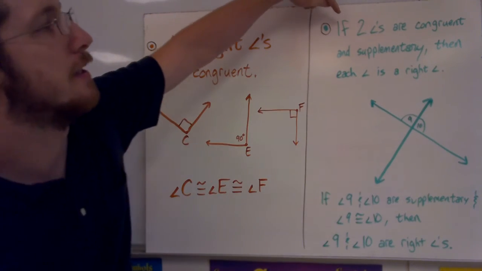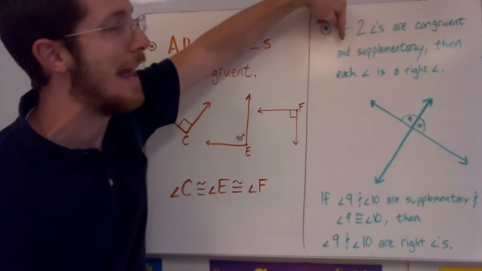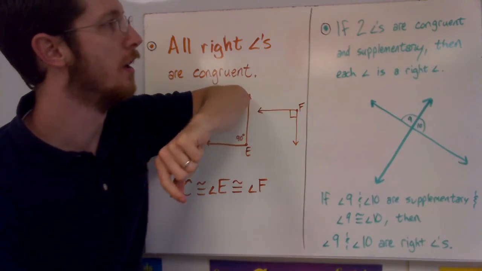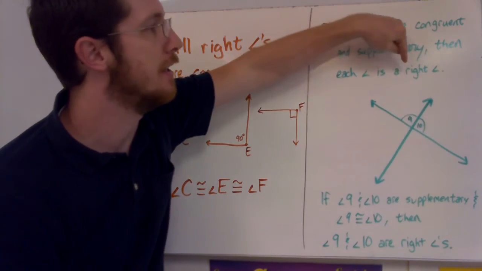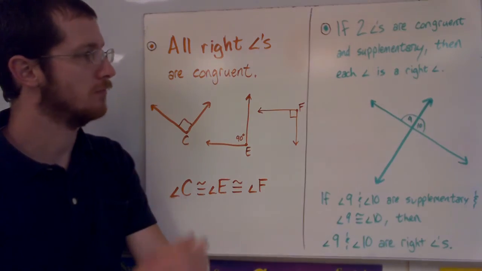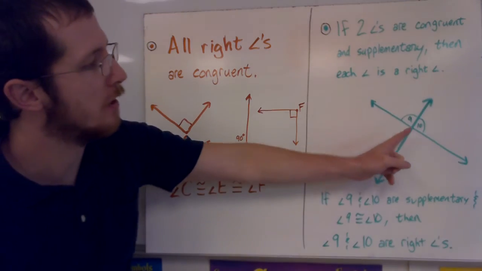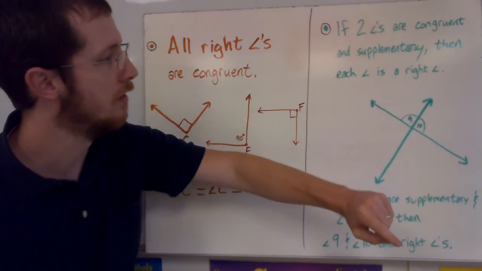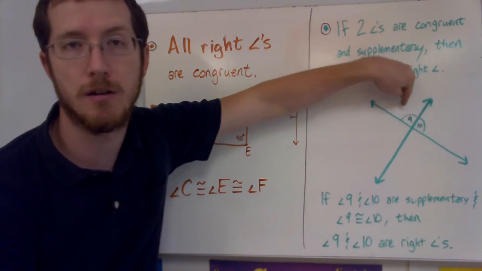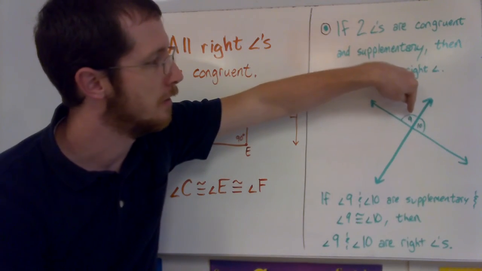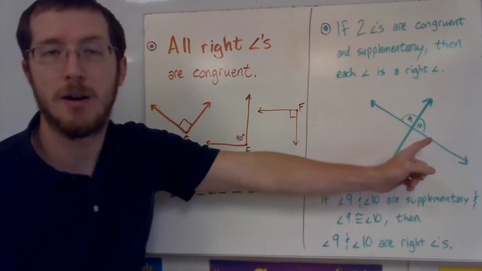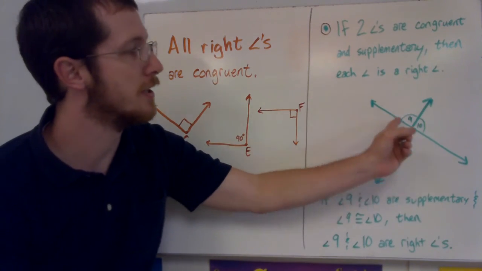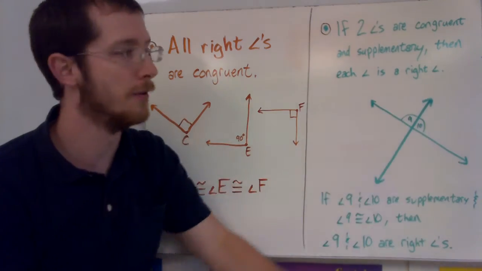Last theorem says if two angles are congruent and supplementary, then each angle is a right angle. Okay, so let's look at our diagram here. We've got angle 9 and angle 10. So we're given that they're congruent. We've got our arc marks. And by the diagram, we can tell that they're supplementary because they form this straight angle here.